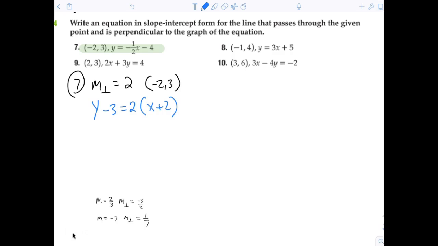Wait, I have a question. I'm listening. When you put the y equal to the integer, do you do x - 4? No. Listen, the original line is what you want. -1/2. Right, so type in -1/2x - 4. y - 3 = 2x + 4. And then?